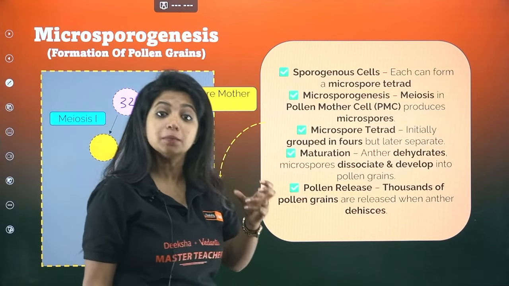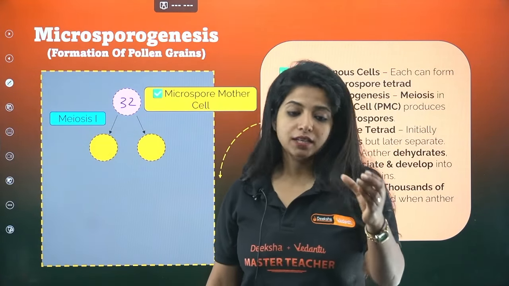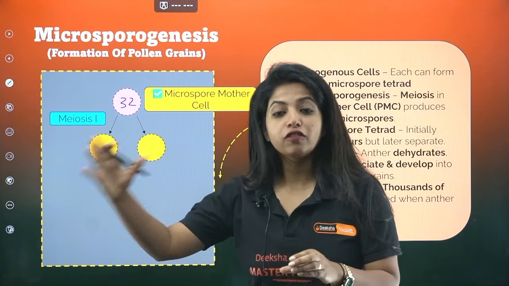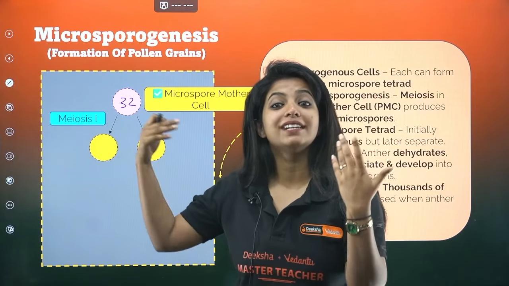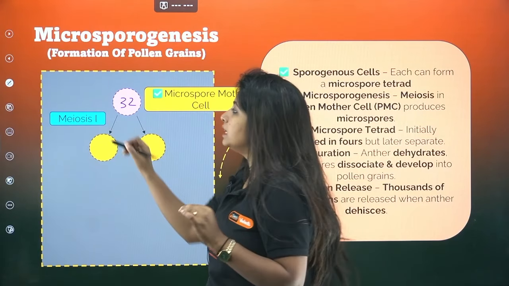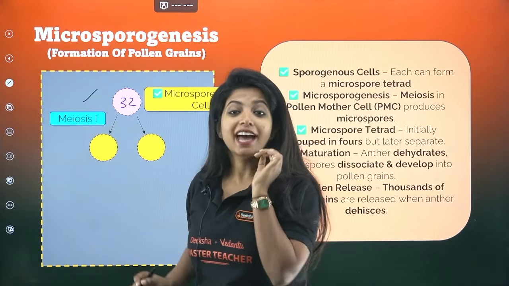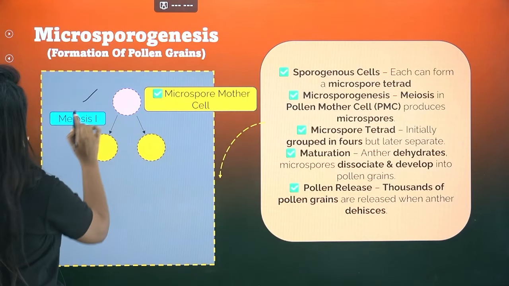Why? Because we are making gametes, and gametes should have half the number of chromosomes. Suppose the male will carry 16, the female will also carry 16. This 16 and 16 when it comes together becomes 32 again. That is why gamete formation always requires meiotic division. And meiosis, my dear children, happens in two stages.